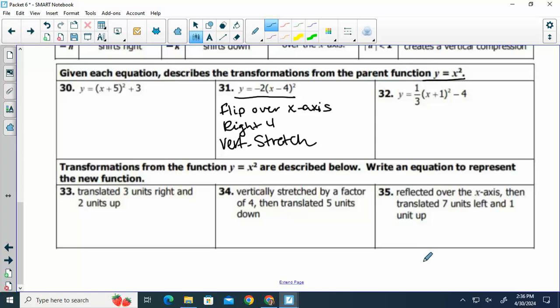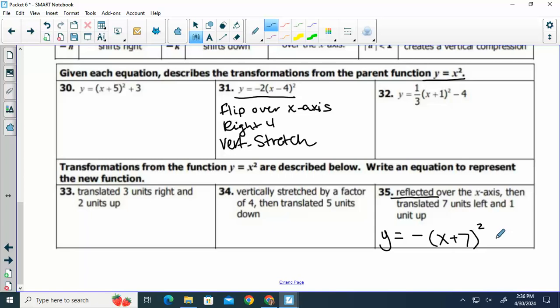Okay, so if I go to 35, this time they're telling me the transformation and I have to write the equation. If it reflects, what causes something to flip or reflect? Okay. If it goes 7 to the left, so kind of model it off this, we have an x, we're going to have a square. If I move it to the left, what would I have to do?